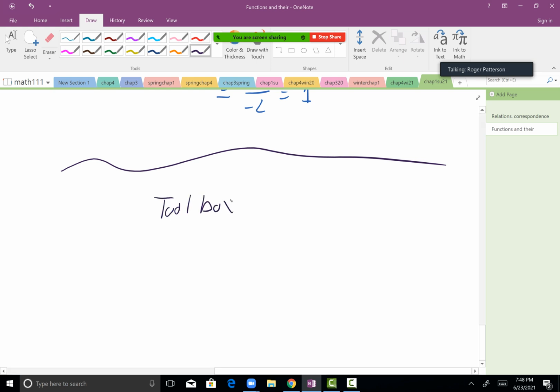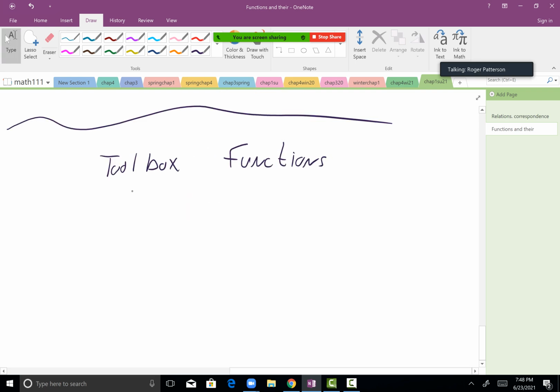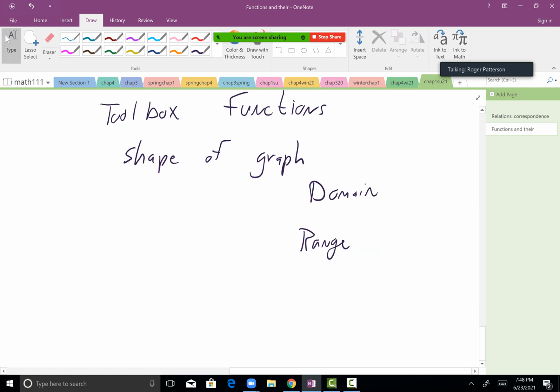Okay, so it's kind of got all kinds of functions in this box, and I need to know certain things about them. What is it that I'm interested in? I'm interested in the shape of the graph. I'm also interested in the domain and the range. Those are the things that I'm interested in. These 3 things. Shape of the graph, the domain, and the range. So we're going to explore some of these in Desmos. So let's go there.